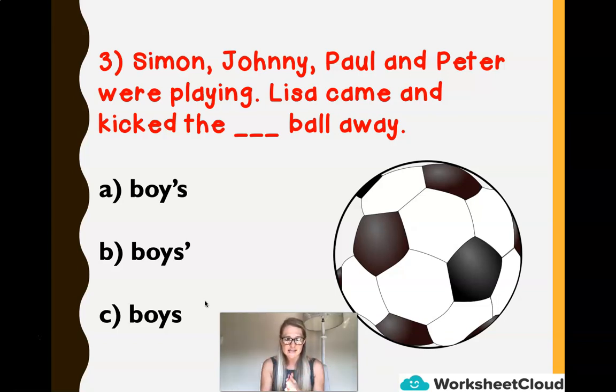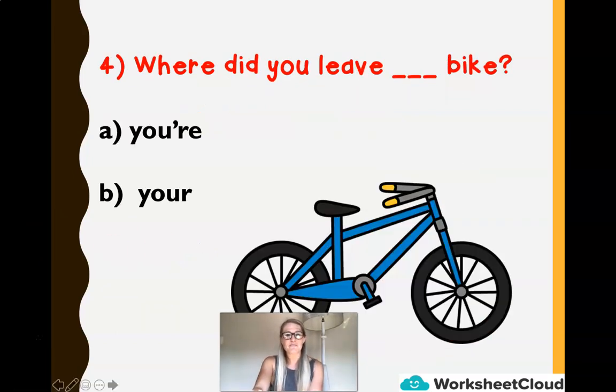Which boys is correct? Is it apostrophe S, boys, apostrophe at the end, or boys with no apostrophe? A, B, or C? You guessed it, it is B, right? The ball belongs to the boys, and it's not just one boy, it is many boys. And we put the apostrophe at the end because boys ends in an S, and so the apostrophe will go at the end.